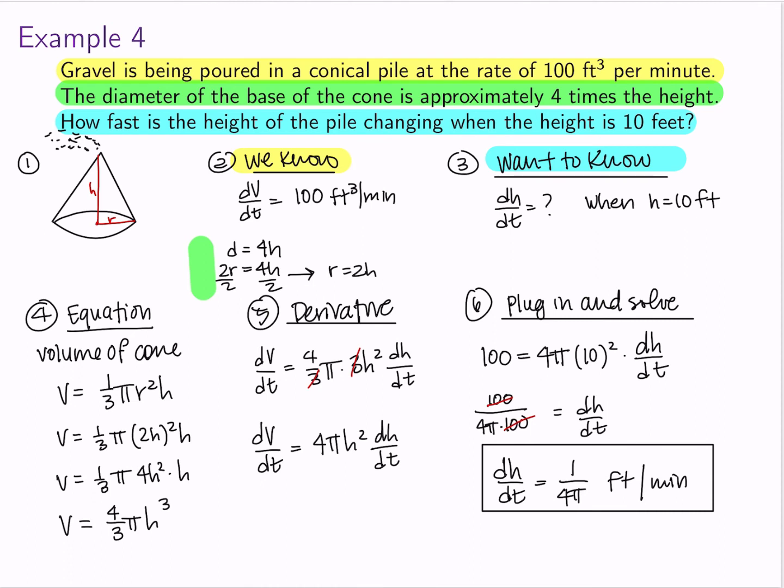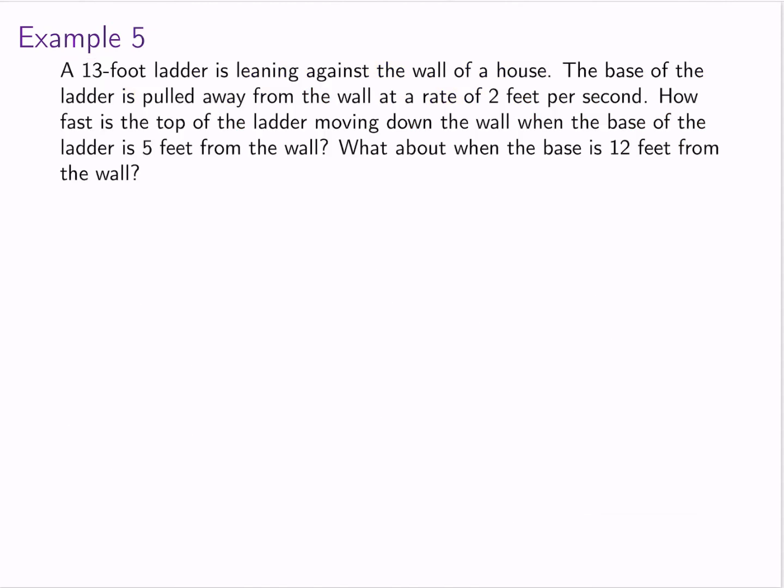All right. Let's look at a couple more examples now that involve triangles. So this is a very classic example. So we have a 13-foot ladder that is leaning against the wall of a house, and we're going to take the base of it and pull it away from the wall at a rate of 2 feet per second. And we want to know how fast is the top of the ladder moving down the wall when the base is 5 feet from the wall. And then a follow-up question, what about the base being 12 feet from the wall?